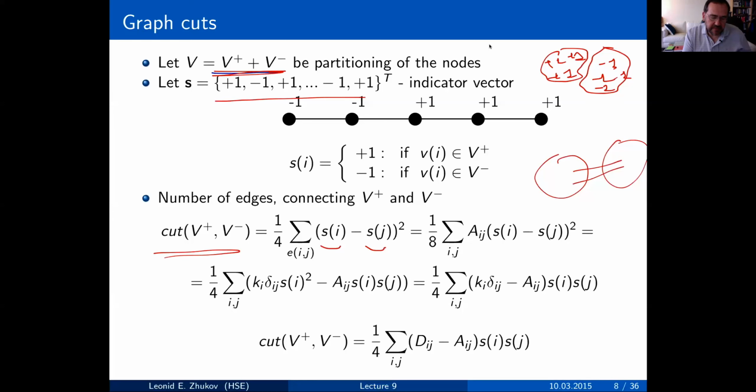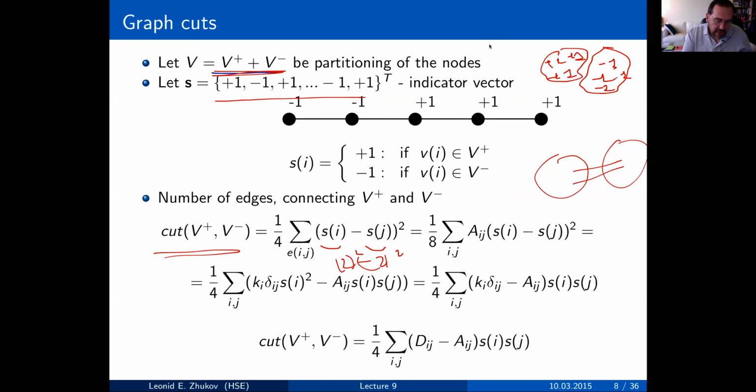If two nodes belong to the same partition, then their S values, the indicator values, are equal, for example, 1, then 1 minus 1 will be 0. If they belong to opposite partitions, it will be 1 minus minus 1, which is 2, or minus 1 minus 1, which is minus 2. But then we squared it.